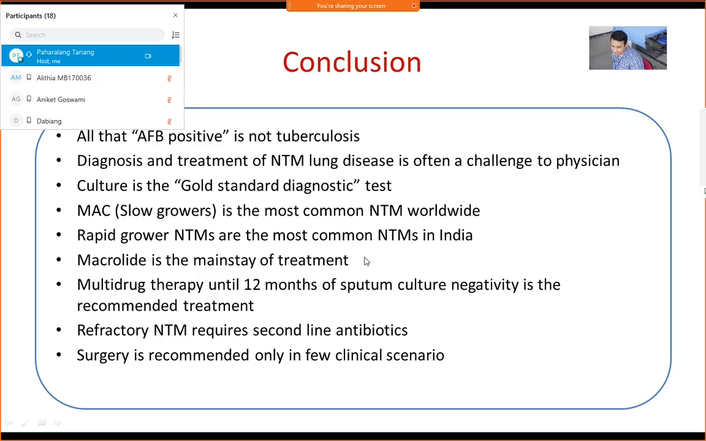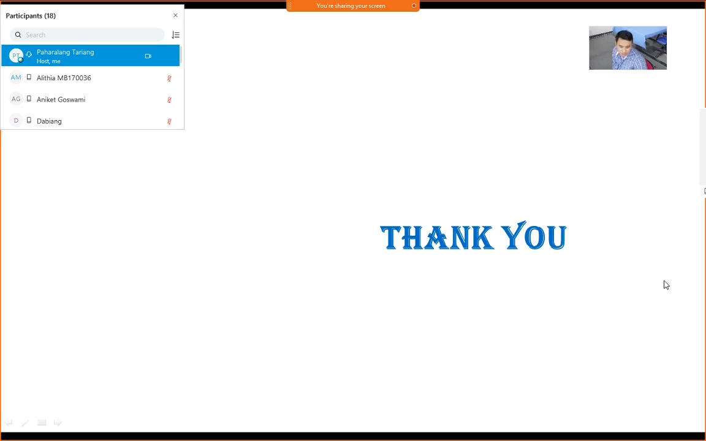Macrolide remains the mainstay of treatment, but monotherapy is to be avoided. You always have to have combination therapy, and multi-drug therapy for at least 12 months beyond sputum culture negativity is the recommended duration of treatment. And refractory NTM may require second-line antibiotics, and even surgery may be needed in a few scenarios. Okay, thank you.